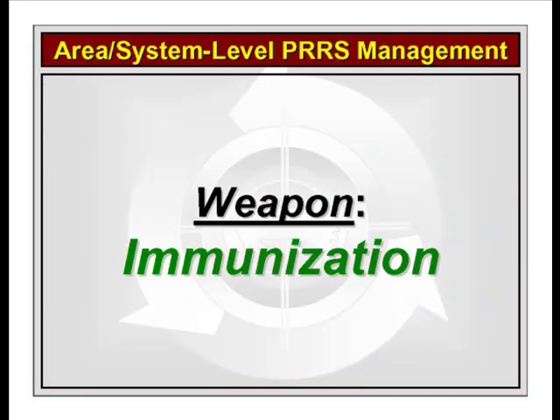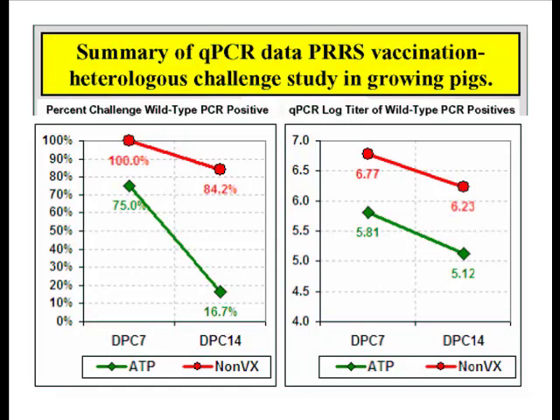Immunization is a weapon. This is one experimental study that was done, showing PCR percent positive at 7 and 14 days post-challenge, and the log titer of the positives at those times. The point is that in the non-vaccinated pigs, this was the percent positive at 7 and 14 days post-challenge. In the vaccinated pigs, the percent positive decreased. And of those that were positive at these times, this was the log titers and the difference between the two. The point there is that there are things you can do that reduce the virus load of field virus that could be scaled to areas and regions.